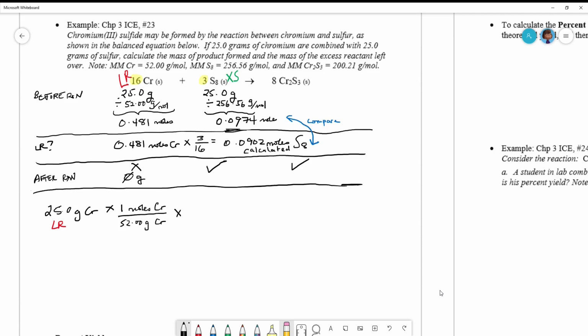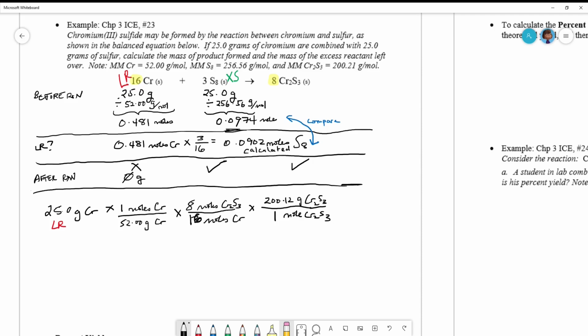Our next step is to use the mole-to-mole ratio. And in this case, our mole-to-mole ratio is the ratio between chromium and chromium sulfide. So 8 moles of chromium sulfide for every 3 mole, whoops, it's 16 moles of chromium. And our last step, of course, is to get the molar mass of the chromium sulfide worked in, which is 200.12 grams of chromium sulfide. And that's in the problem, supplied for every 1 mole of chromium sulfide.